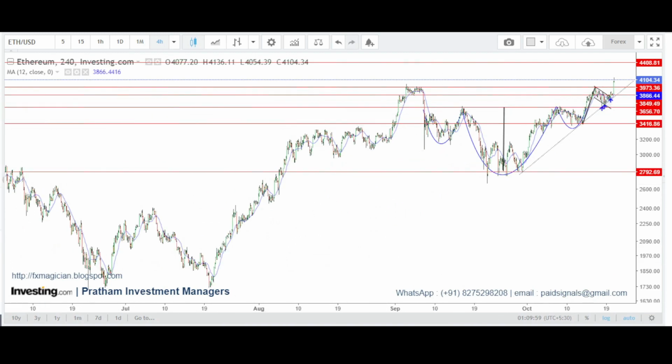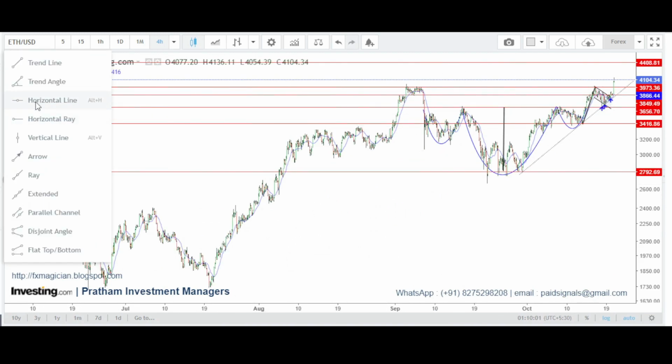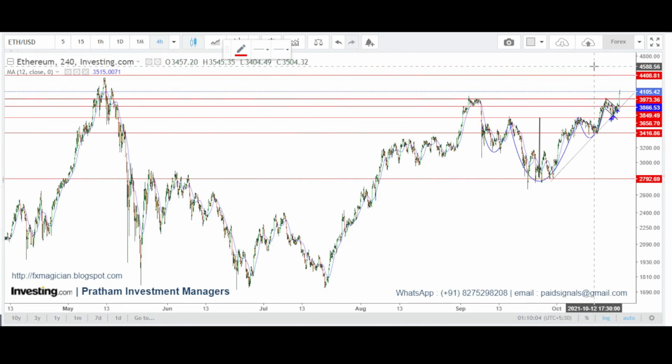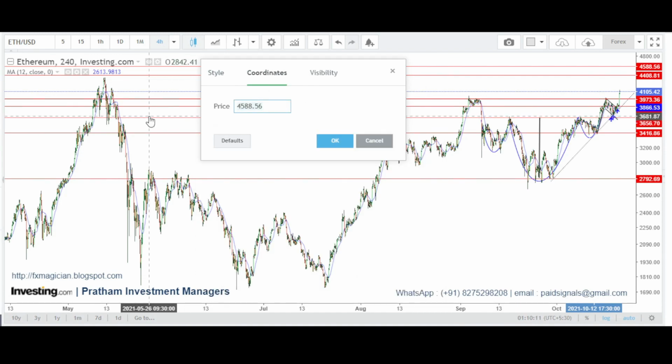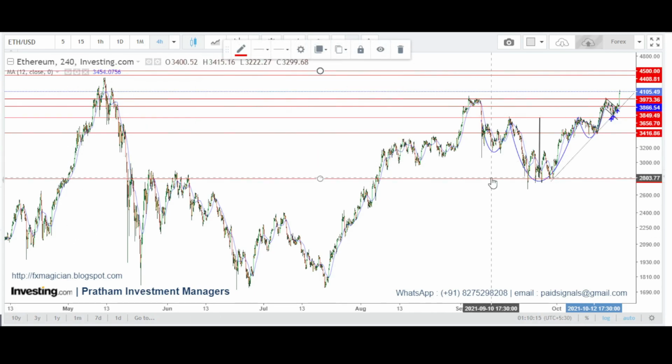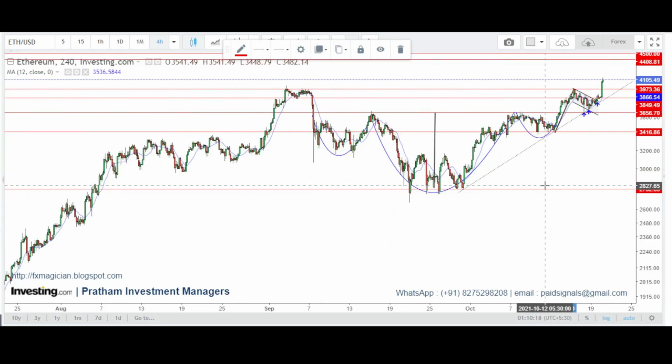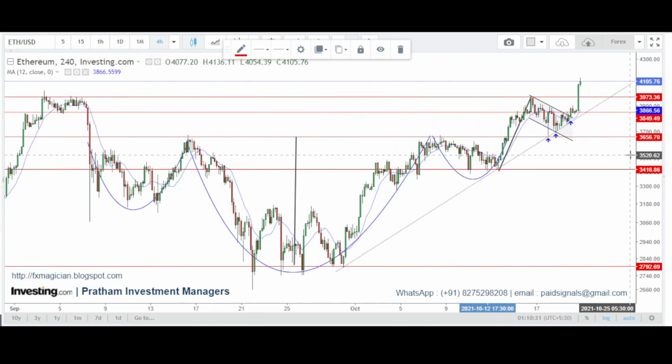4500. So this will be one more resistance line, approximately around the 4500 area. I will mark it as 4500. So these are the targets for these breakouts. First, the inverted head and shoulder formation breakout gives us the target of 4500. The bullish flag breakout gives us the target of 4400 approximately.